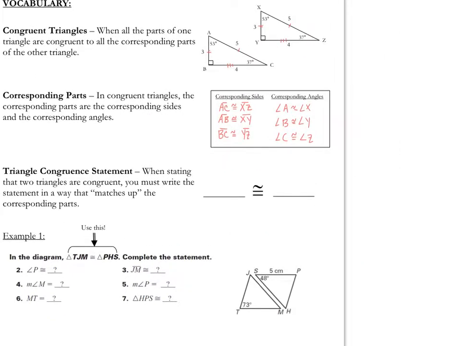Your triangle congruent statement is how they match up. So I say triangle ABC is congruent to triangle, and then I have to match up. So X goes with A, Y goes with B, and Z goes with C. So the letters have to match up. Otherwise, the congruent statement is false.